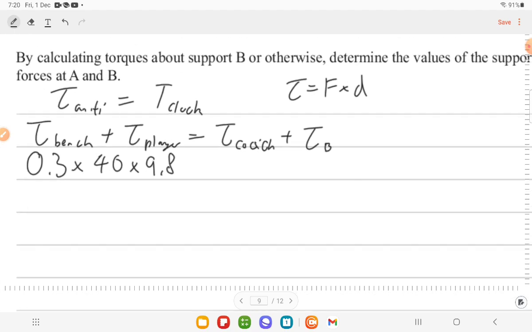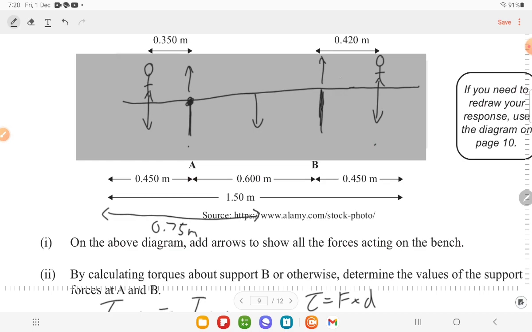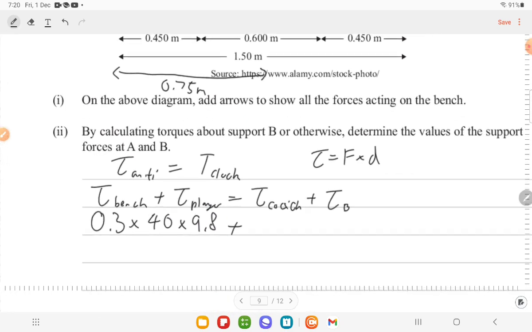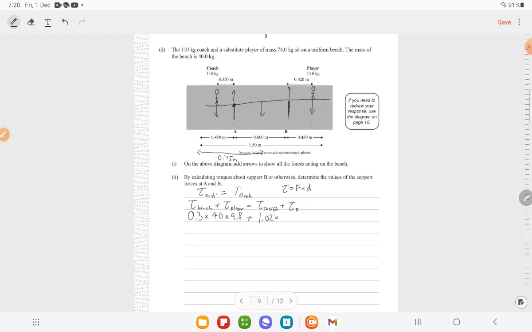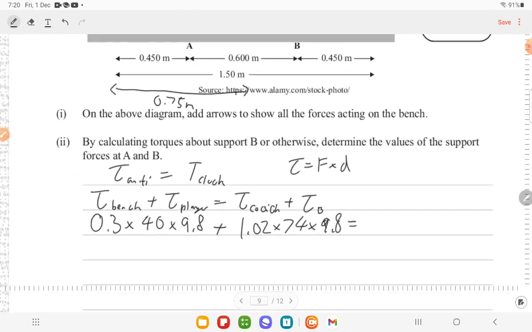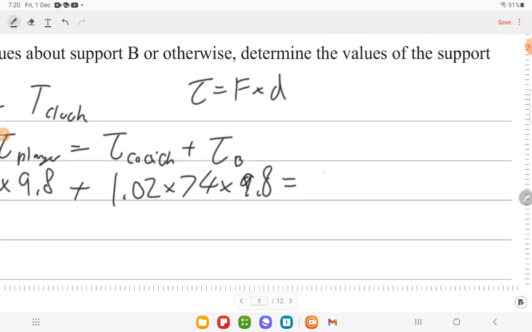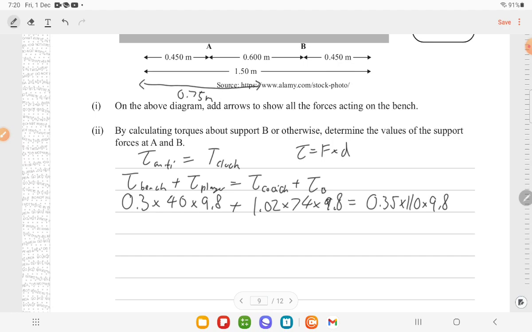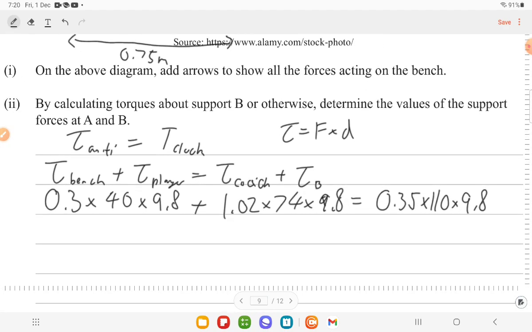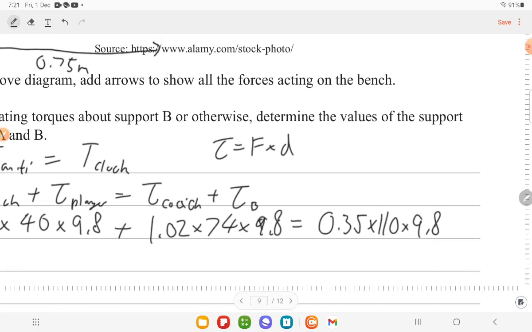So this is torque of bench and torque of player. From point A, the player is 0.42 plus 0.6 meters. So that is 1.02 times the mass, 74, times 9.8. This is equal to torque of coach. The coach is 0.35 meters away and 110 kilograms, so 0.35 times 110 times 9.8, the gravitational force. And support B is 0.6 meters away, so plus the force of B times 0.6.